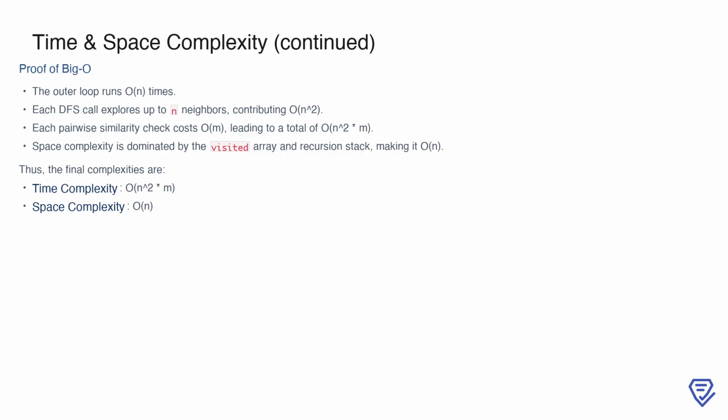On the space side, the visited array requires O(n) space, and the recursion stack in the DFS adds another O(n) in the worst case. As no other significant data structures are used, the total space complexity is O(n). Thus, we can conclude that the final time complexity of the algorithm is O(n² * m), and the space complexity is O(n).